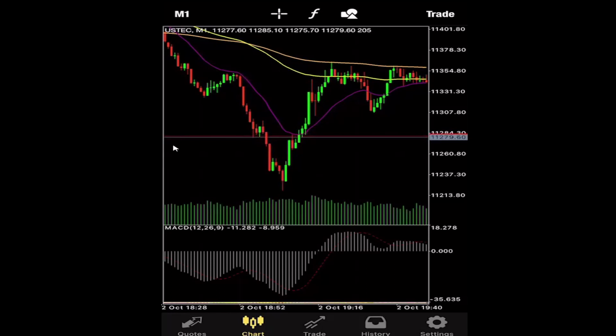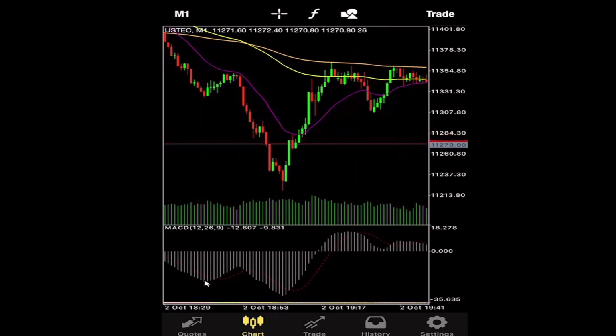As this was happening, from here to here, the sellers were in control. From here to here, the sellers were in control. From here to here, the sellers were in control. And from this point to this point, the buyers were in control. And from this point to this point, although the buyers were in control, the sellers were actually losing power. That's what it means here. Therefore, the signal line left the histogram; it's out in the air.